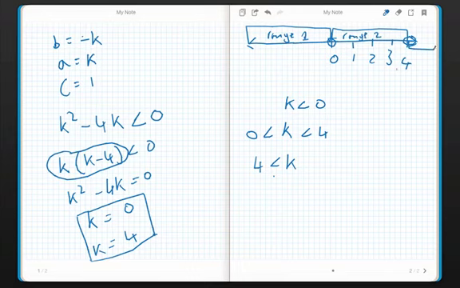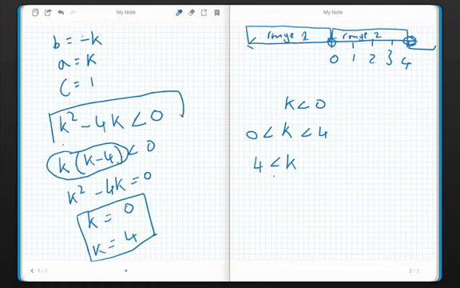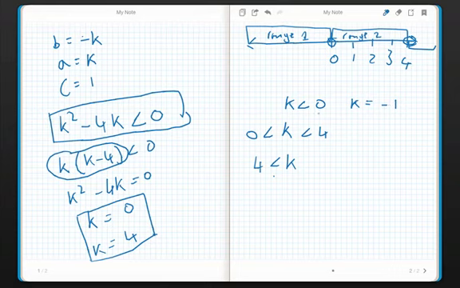It's this part. Now, what we have to do is take 1 point from each of these ranges and test it out in our equation over here. So on our range k less than 0, let's take k equal to minus 1, because minus 1 is less than 0, and test it out in this. We get minus 1 squared plus 4. Is that less than 0? No. So therefore this range does not work, and we cross it off immediately.